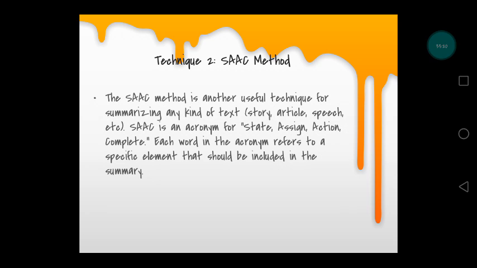Okay, technique number 2, which is the SAAC method. Okay, so when you say SAAC method, the SAAC method is another useful technique for summarizing any kind of text: story, article, speech, etc. So SAAC is an acronym for state, assign, action, and complete. So each word in the acronym refers to a specific element that should be included in the summary.